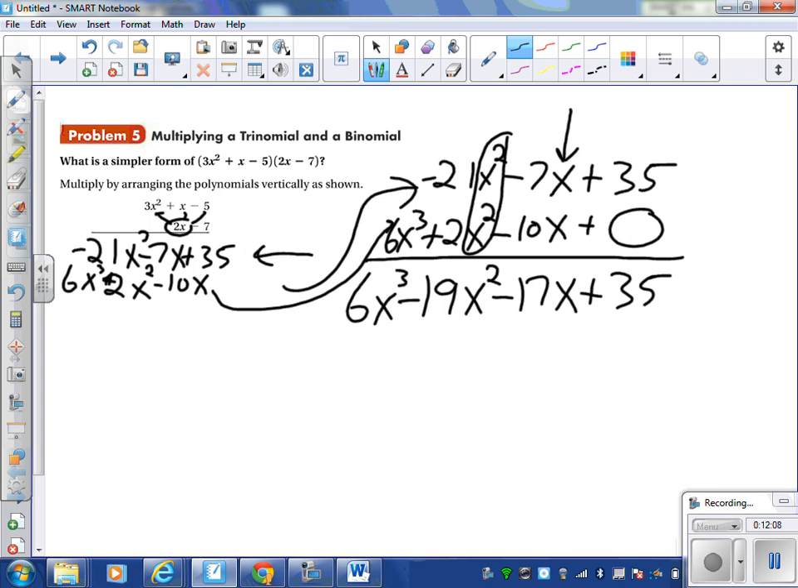Check to see if I have any like terms. Make sure I did it correctly. X to the third power lines up with x to the third power underneath. X squared lines up with the x squared. We have the x's lining up with the x's and the numbers all together. So my final answer would be 6x to the third power minus 19x squared minus 17x plus 35.